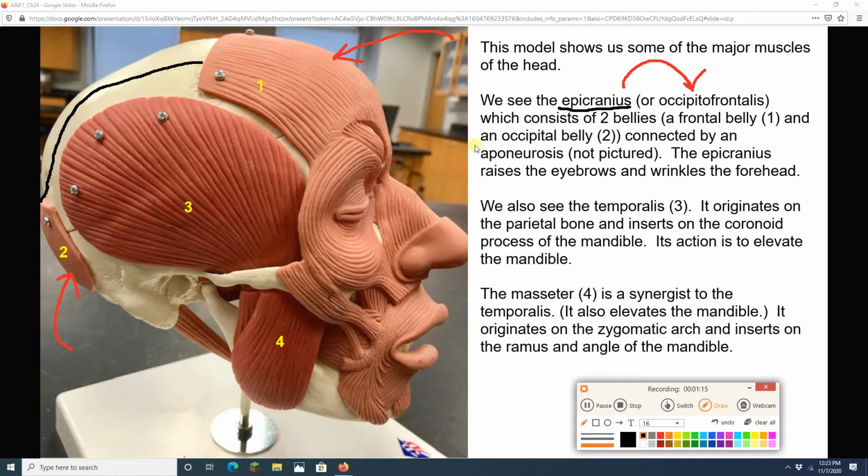And a flat tendon, by the way, is called an aponeurosis. And what happens is when this frontal belly contracts here, this guy contracts to make sure this end stays put, and what it does is it brings your eyebrows up and wrinkles your forehead. Imagine your eyebrows coming up in surprise, your forehead wrinkling. That is what the epicranius does.